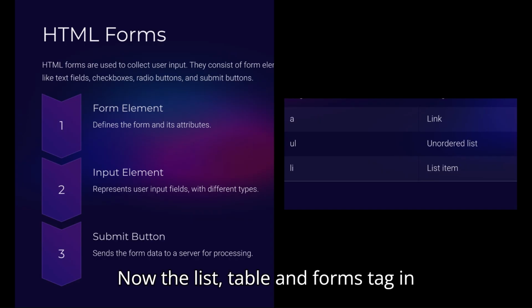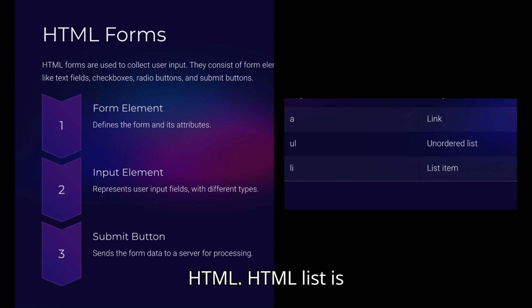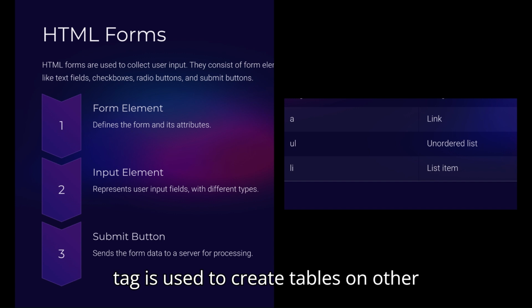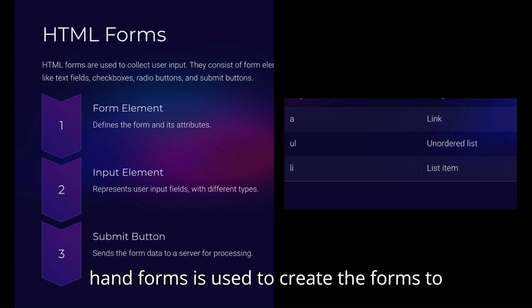Now the list, table, and form tags in HTML. HTML list is used to create a list in a web page, and table tag is used to create tables. On the other hand, forms are used to create forms to fill up. List tags in HTML are as follows.